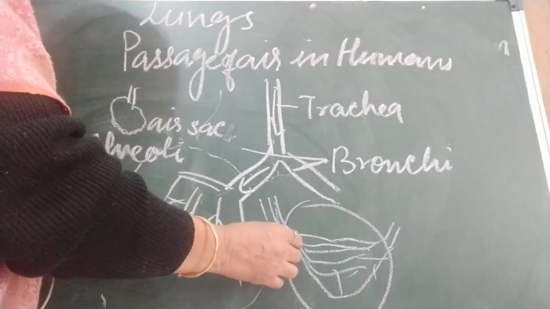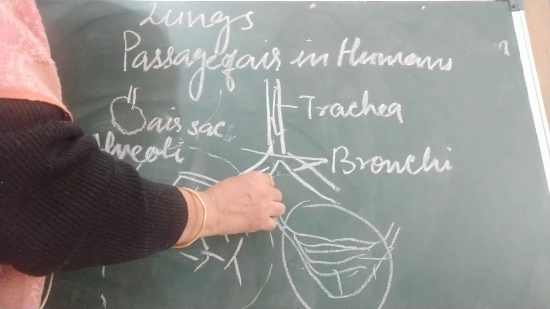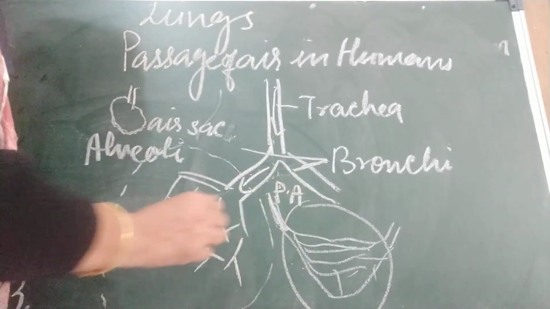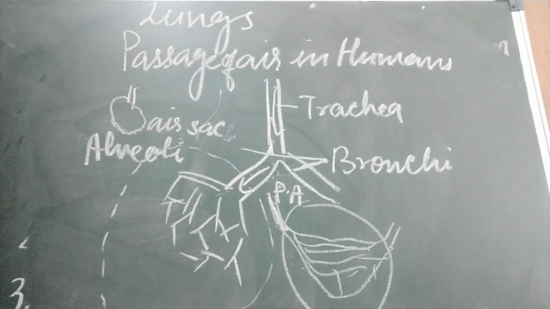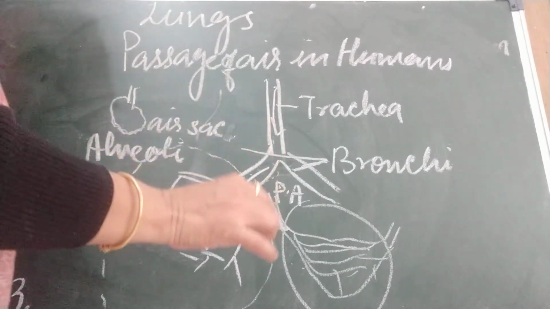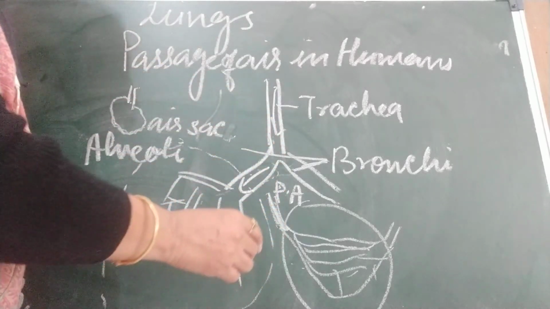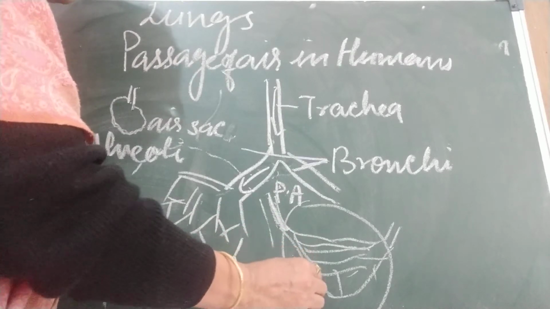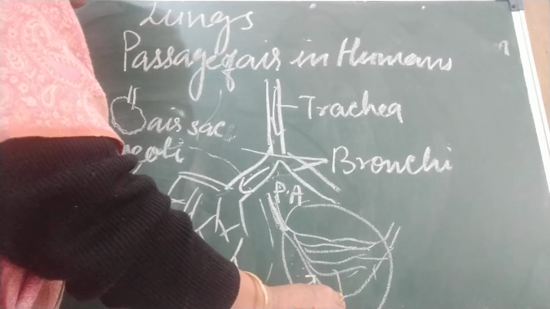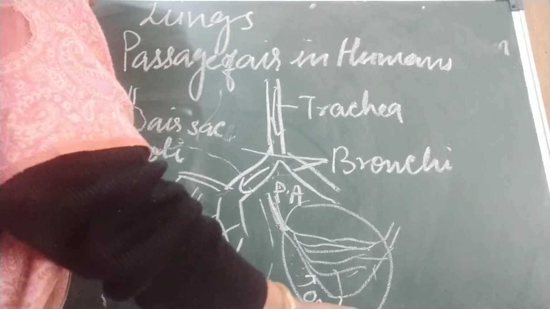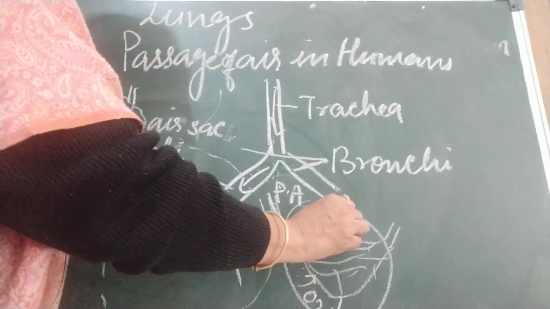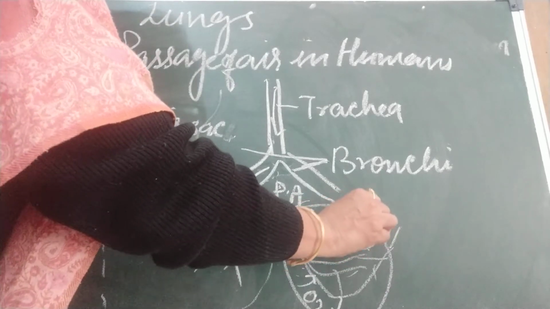Now from the pulmonary artery, what kind of blood comes? Deoxygenated or carbon dioxide rich blood comes, and exchange of gases takes place. Oxygen goes in and carbon dioxide comes out by the process of diffusion. You can see the picture in the book.